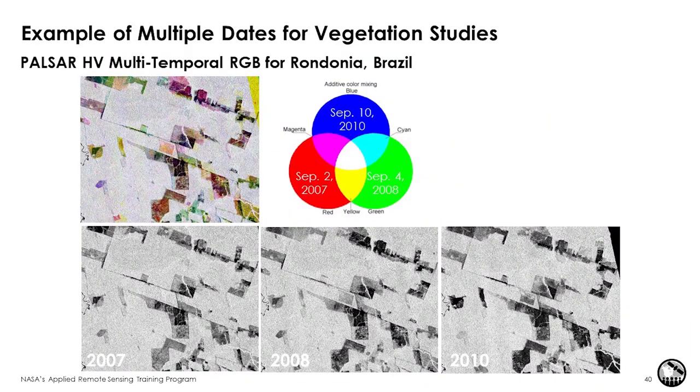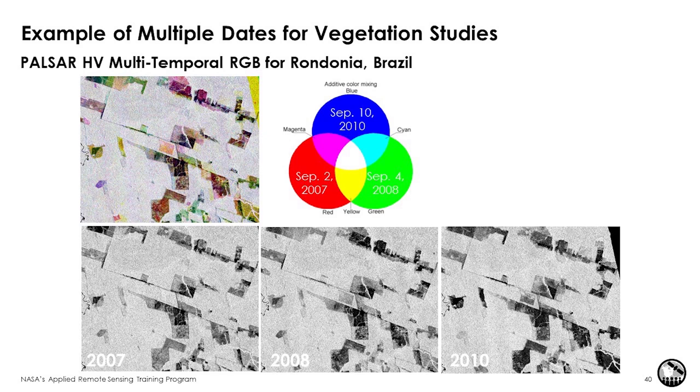So this is an example of multiple dates for vegetation studies. This is a PALSAR HV image for an area in Brazil called Rondônia. And what we've done here is we've taken images from different years over the same area, so 2007, 2008, and 2010. And we've created an RGB, which is on the top. So these are all HV images. And the image on the red channel is 2007, the image in the green channel is 2008, and the image in the blue channel is 2010.